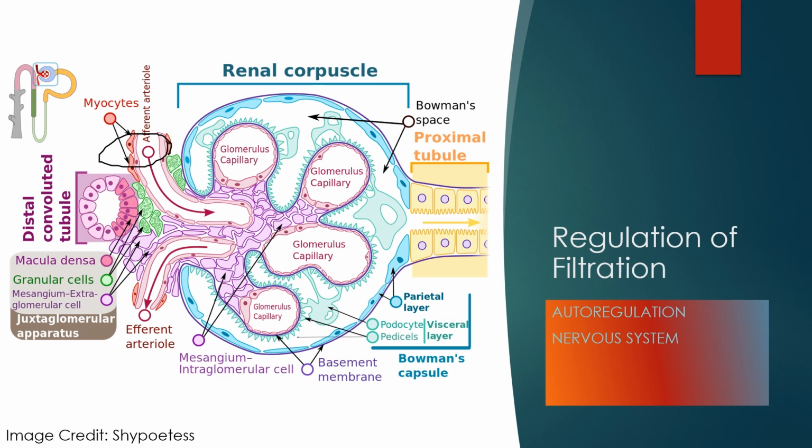Your sympathetic is going to decrease your GFR. And your parasympathetic is going to increase it.